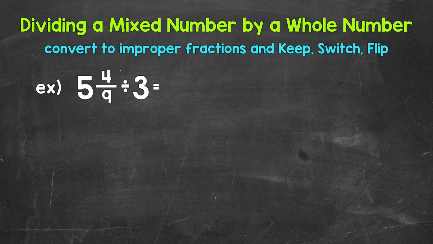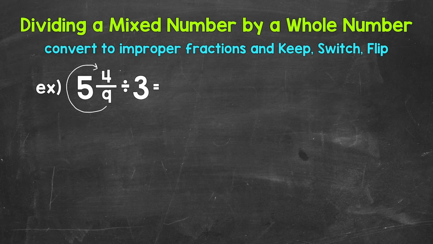Now let's take a look at dividing a mixed number by a whole number. Let's jump into our example where we have 5 and 4/9 divided by 3. The first thing that we need to do is rewrite everything in fractional form. So we're going to convert everything to improper fractions. That way we just have numerators and denominators. So we can convert 5 and 4/9 to an improper fraction first.